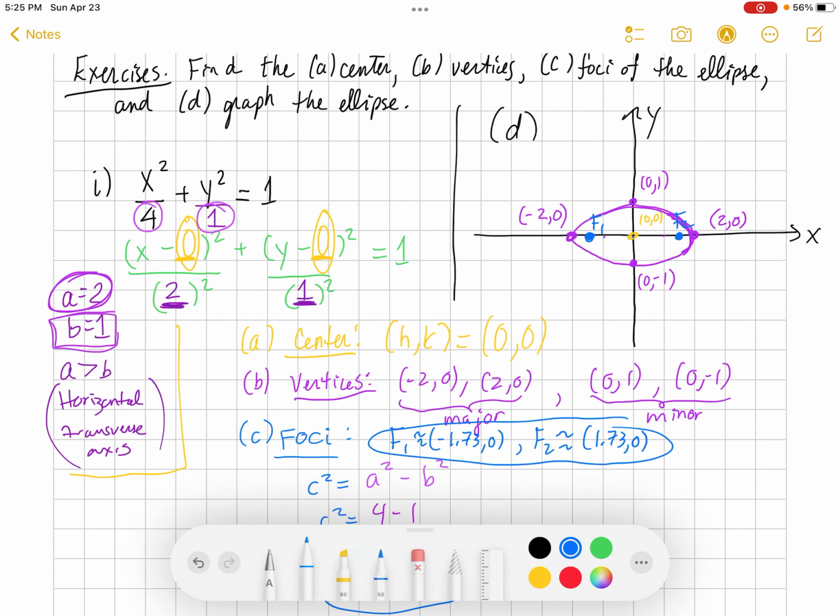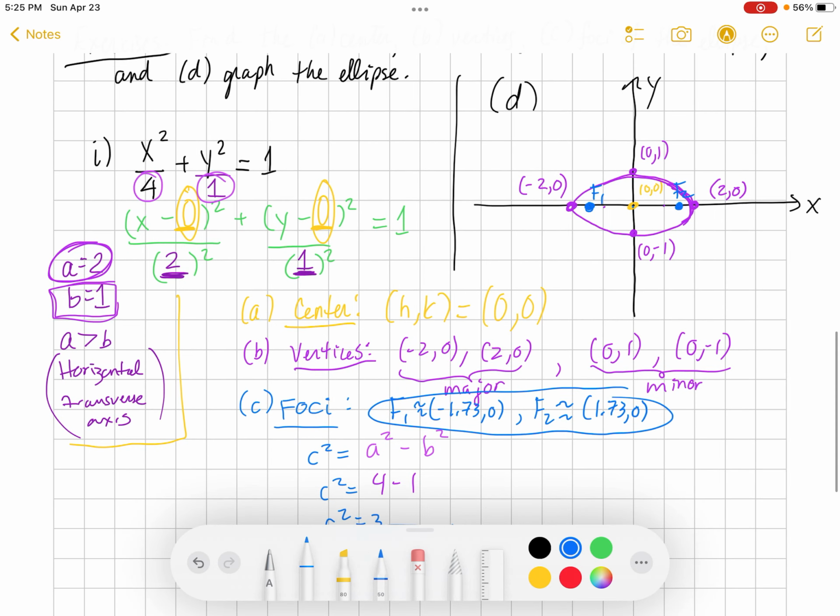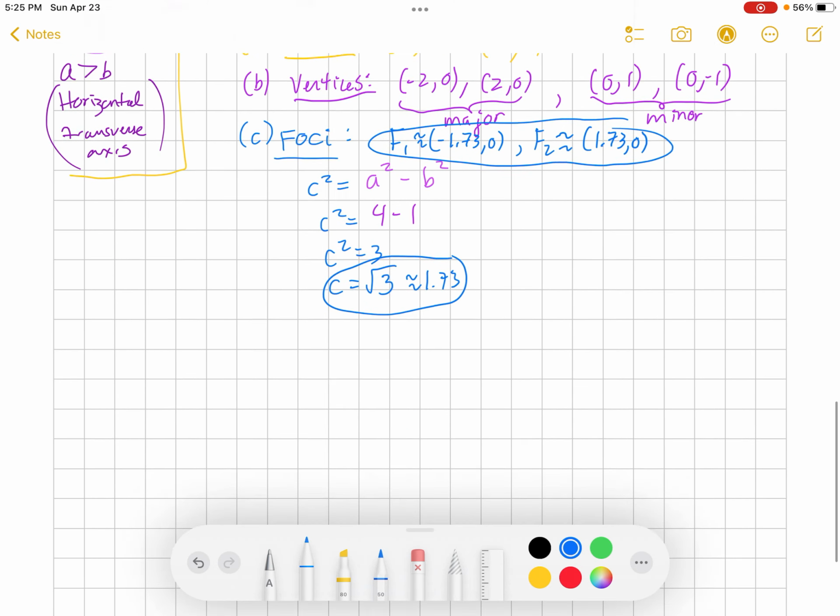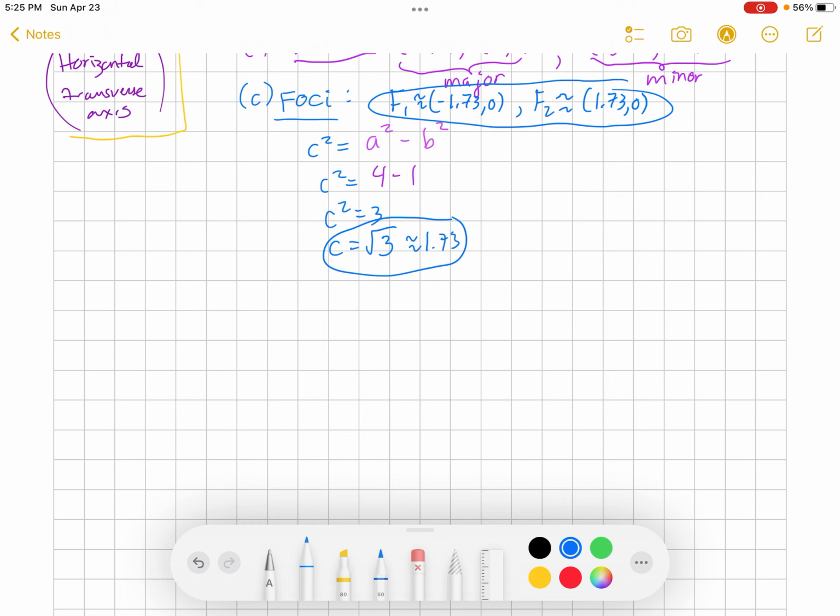Okay. And part D, we had to graph it. Okay, I've already graphed it. So we're done. We're completely done with this first ellipse. Let's do another ellipse.